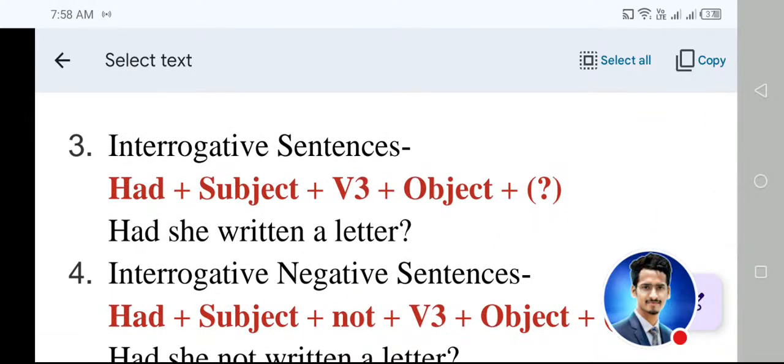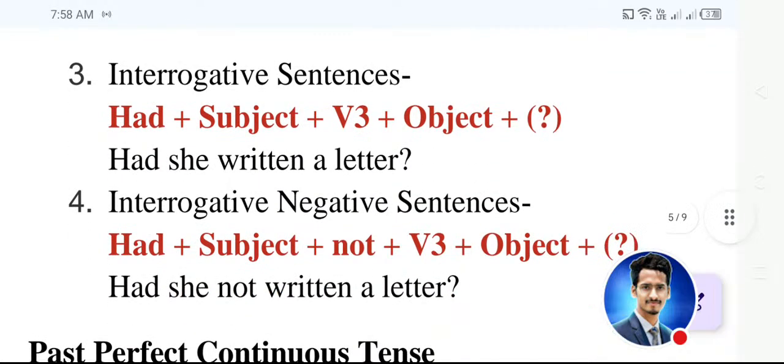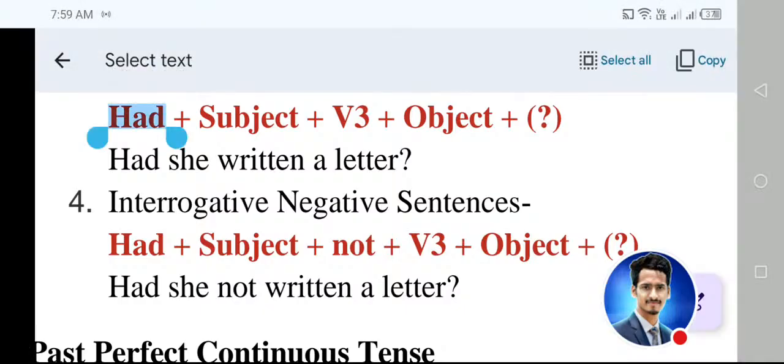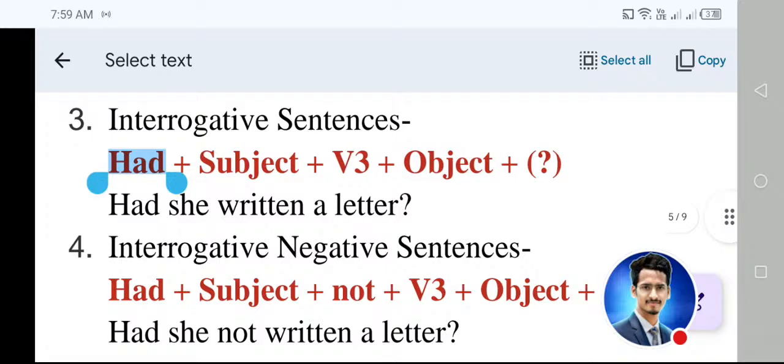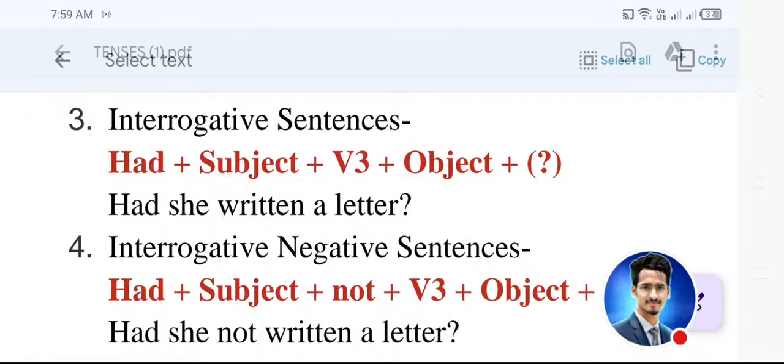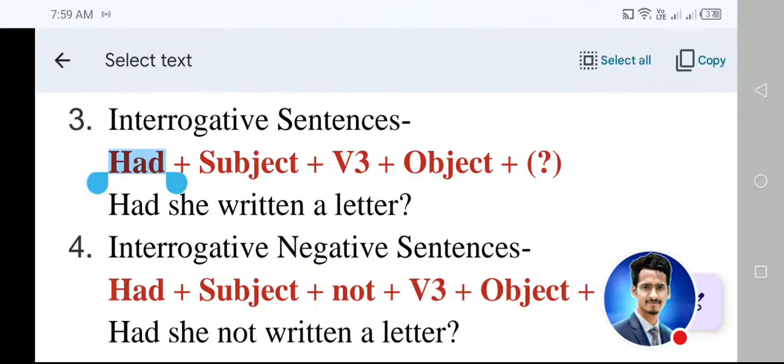If you have seen the previous videos, then you must understand how we can make an interrogative sentence. An interrogative sentence is very easy. You have to add the auxiliary verb of any sentence first to make it interrogative. So you can see the rule of any sentence: subject, verb, object. I just take the auxiliary verb at the first, then it automatically becomes an interrogative sentence.